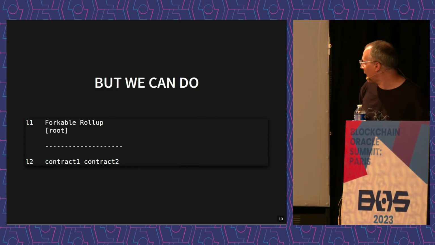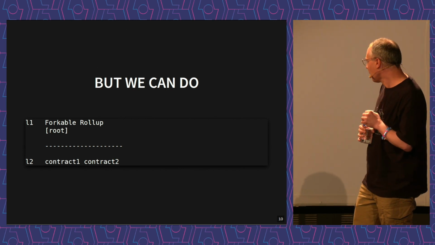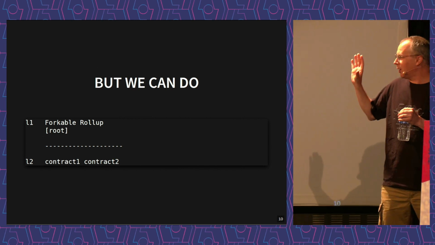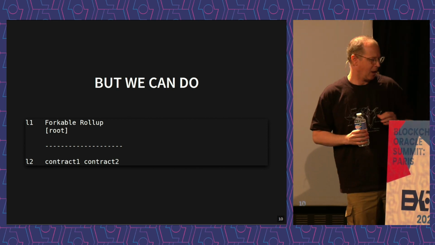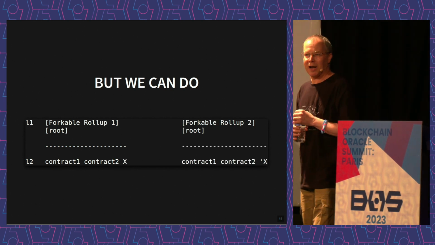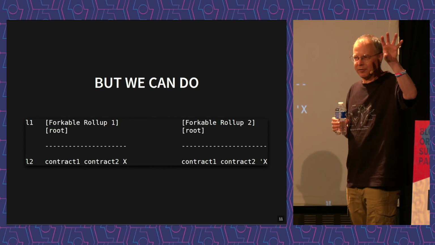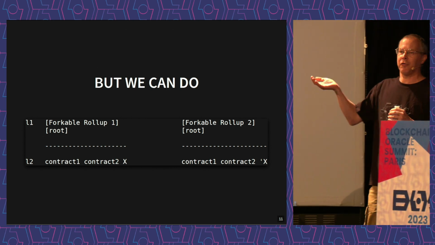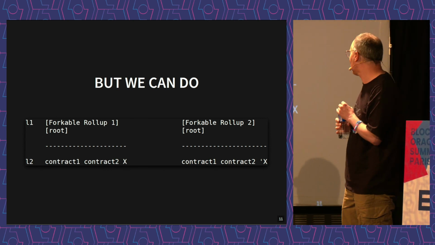So we can do something like that. Instead of a regular rollup, we're going to make a forkable rollup. It's going to look just the same as a normal rollup until you pay it a lot of money. And when you pay it an ungodly amount of money, it's going to fork. We're going to have two versions of the entire layer 2 ledger. On one of them, we've got a commitment to one decision, and on another, we've got a commitment to another decision.